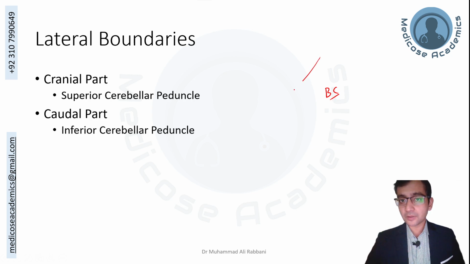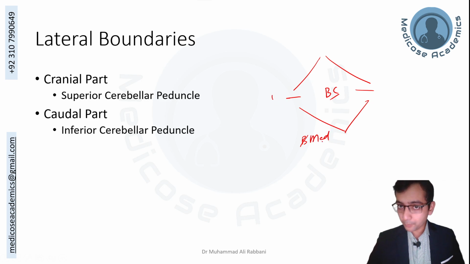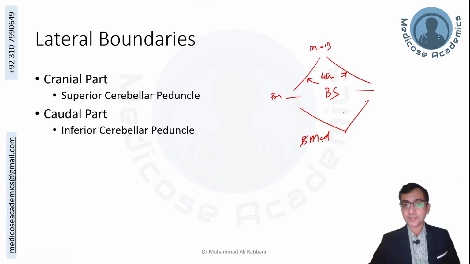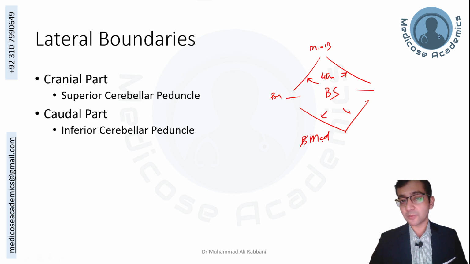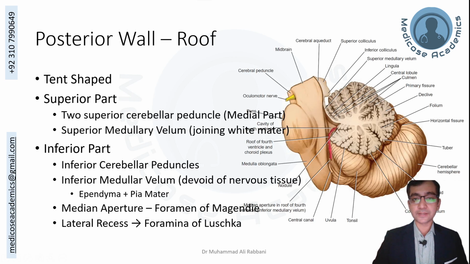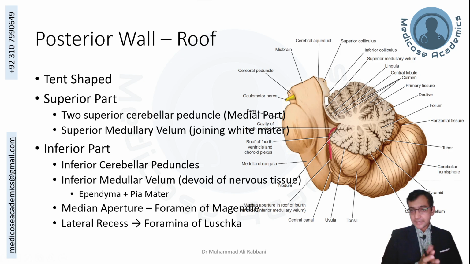So there are the superior cerebellar peduncle, middle cerebellar peduncle, and inferior cerebellar peduncle, going from midbrain to cerebellum, pons to cerebellum, and medulla to cerebellum. If you are looking in the fourth ventricle, on the superior aspect the lateral boundaries will be formed by the superior cerebellar peduncle, and the infralateral aspect will be made up of the inferior cerebellar peduncles. So these are the lateral aspects.